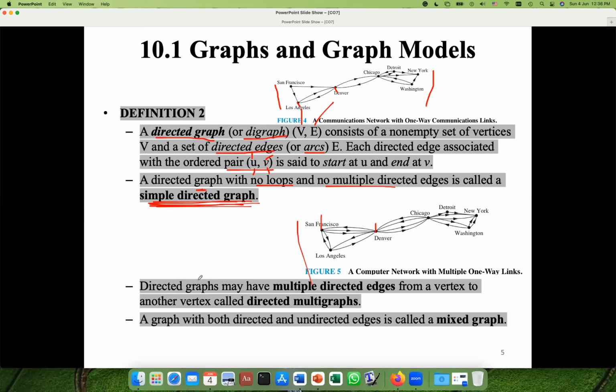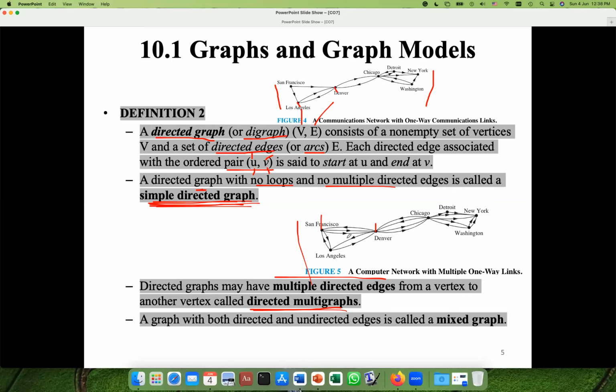Then, multiple directed edges. Now we are going to see the directed multigraph. The simple directed graph is over. A directed multigraph, yes, it is clear that it would be a directed graph, and then it would have multiple paths. If that graph has multiple paths, then we can call it a directed multigraph. How can we identify it? If that graph has multiple directed edges.